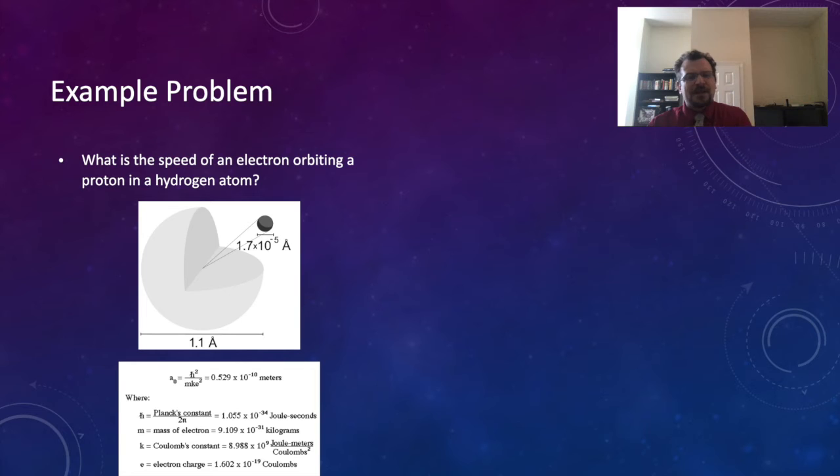And this picture also gives me an excuse to talk about that funky looking unit that looks like an A with a halo on top. The Stargate symbol, if you'll pardon my extra nerdiness here. That's called an angstrom, which is 1 times 10 to the minus 10 meters.